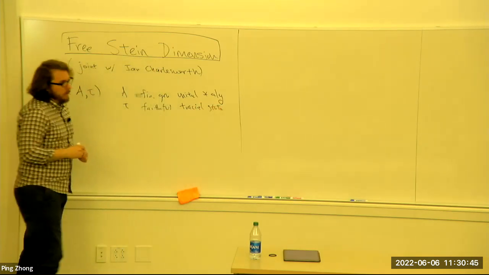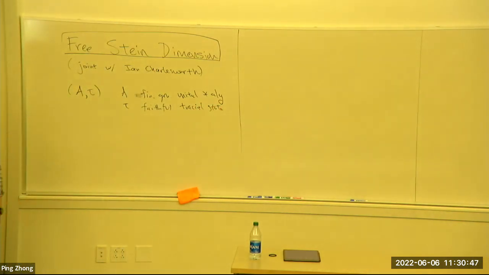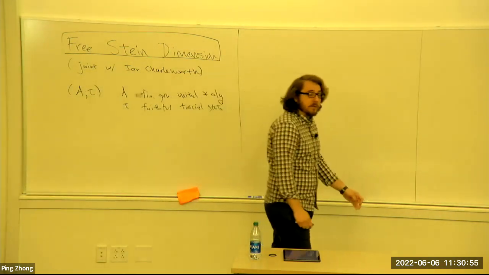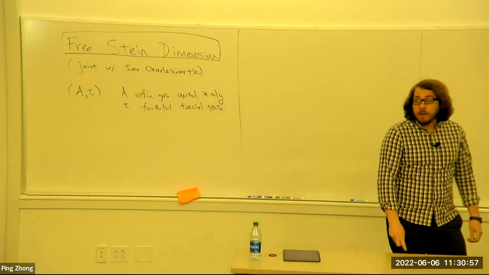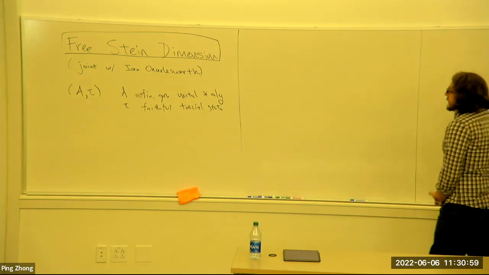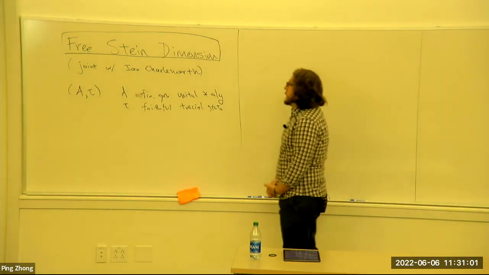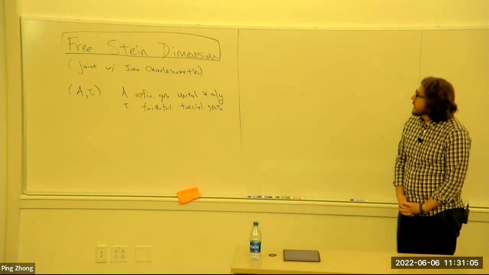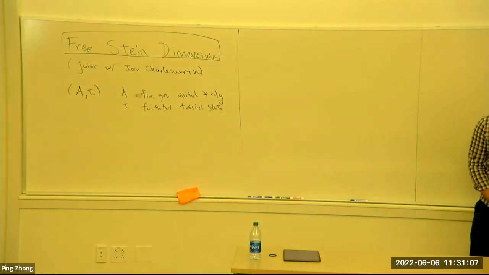And the idea is I want to associate to this data some numerical invariant, which will be called the free Stein dimension. And we'll see that it's similar in spirit to the free entropy dimension that came up in Dan's talk. It'll share a lot of properties, and it's a little bit more closely related to its so-called non-microstates cousin, which you'll possibly see in Dima's talk later in the week.